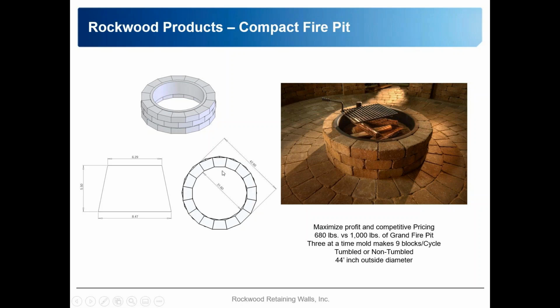And some of the advantages of the compact fire pit, you can see is this has a 42-inch outside diameter versus a 48. So this compact fire pit weighs 680 pounds versus 1,000 pounds that we would typically have in the Grand Fire Pit. It's a 3-at-a-time mold, and each cycle it makes 9 blocks. So basically in 3 cycles you could complete the manufacturing process required for this compact fire pit. It's just a little bit smaller version, not noticeably, but certainly more economical, and I think gets us into a very competitive price point.